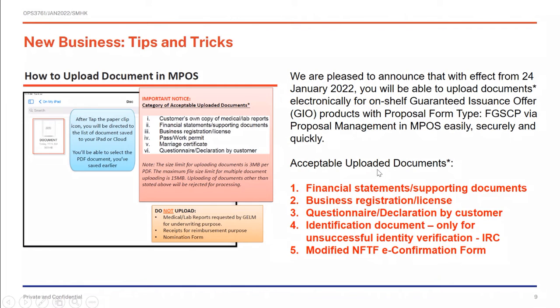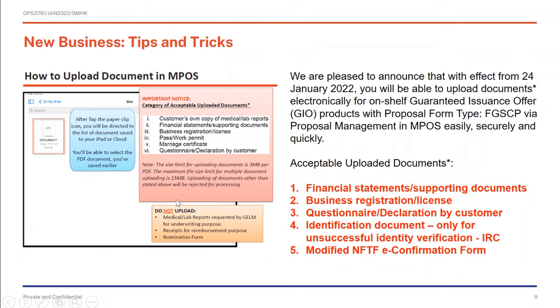Financial statements and all those supporting documents from the customers, business registrations or licenses, questionnaires, any type of questionnaire or declaration or letter declared by the customers, identity documents only for those with unsuccessful identity verifications, IRC cases, and also modified NRTF e-confirmations. This is very important, because for the e-forms, some of them are thought to still need the original copy submission through our branch office, but actually it's not necessary. We can accept a scanned copy through our MPost as well.